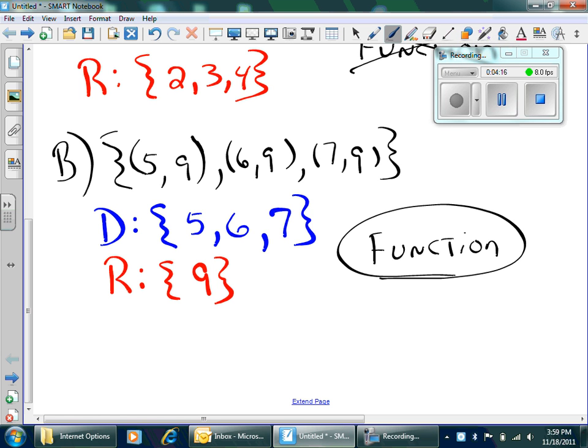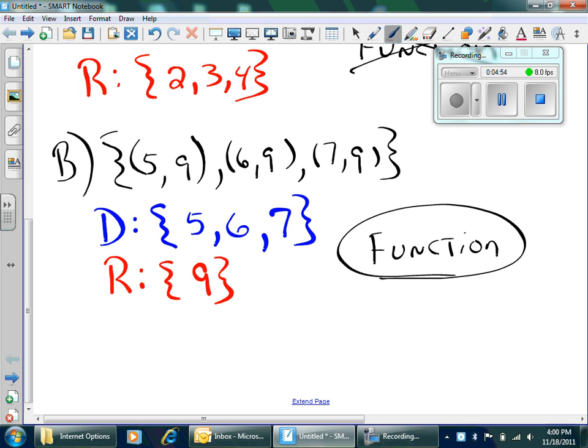Yay, we found a function. Now, using that idea of the vertical line test, if I plotted these points, 5, 9, 6, 9, 7, 9, on graph paper, and if you need to do that, go ahead and plot them and test it. And then take your pencil or your finger or a ruler and use it as a vertical line and move it along the paper. If it hits any 2 or 3 of those points at the same time, then we wouldn't have a function. But these 3 points are in a horizontal line. So if I run a vertical line along them, it will only hit one point at one given time. So therefore, this is a function.